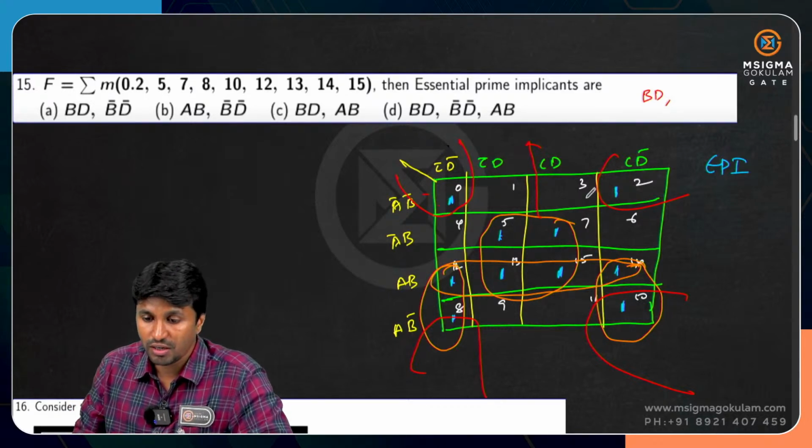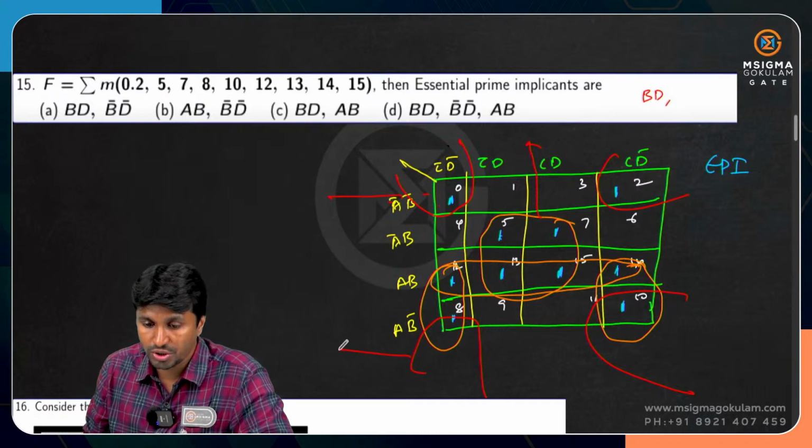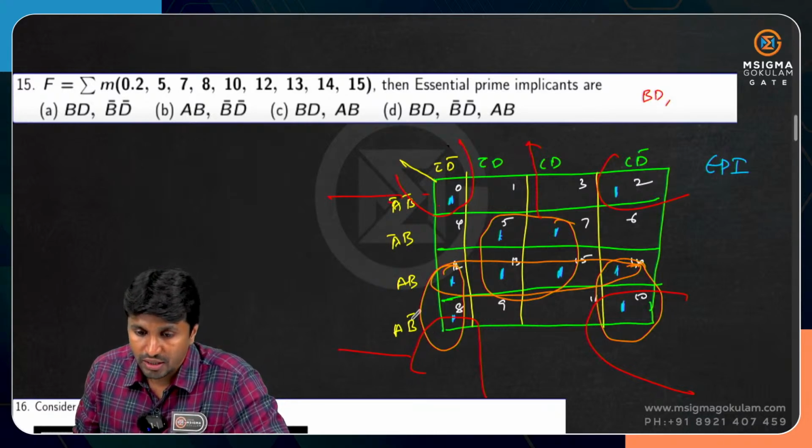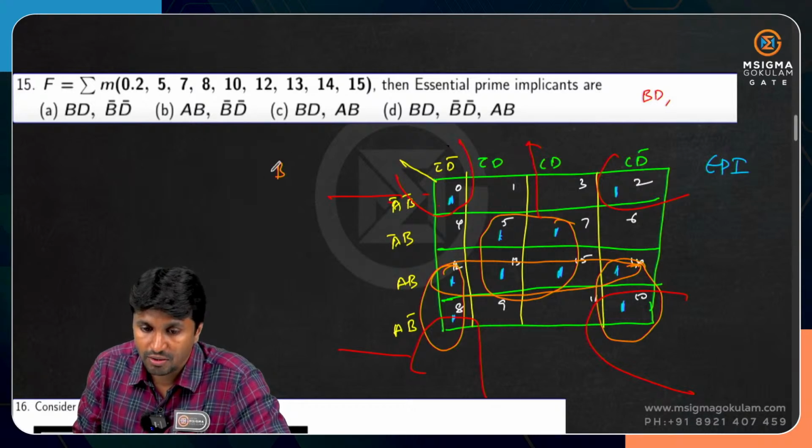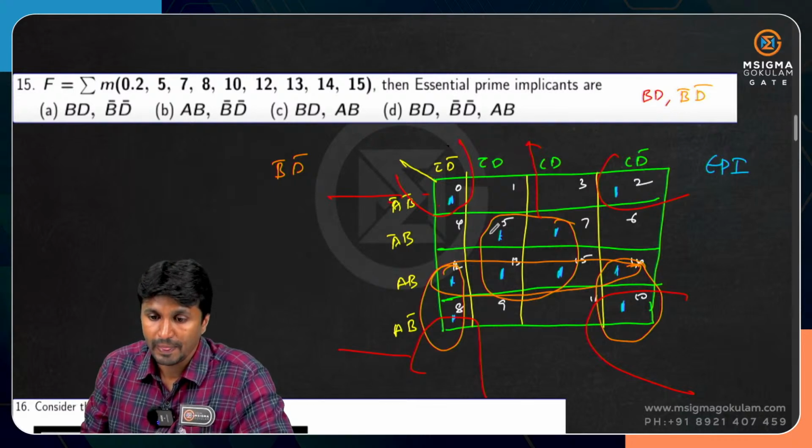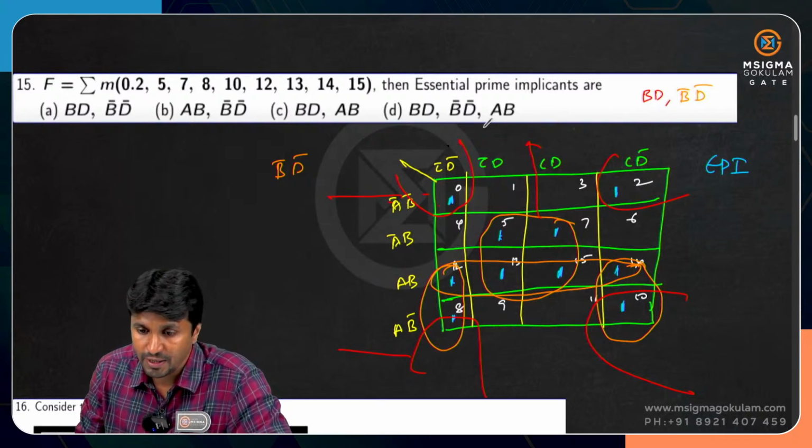So therefore, listen, this group should be an essential prime implicant. So what is the simplified one? This is B bar and this is D bar, right? So B bar and D bar. Now let us check the other one, AB.